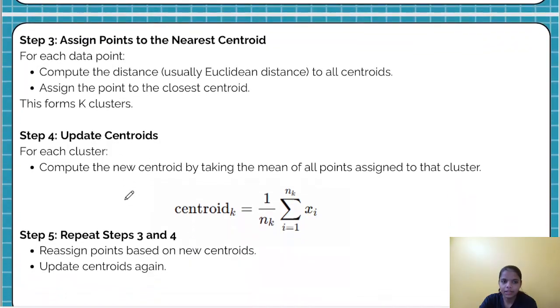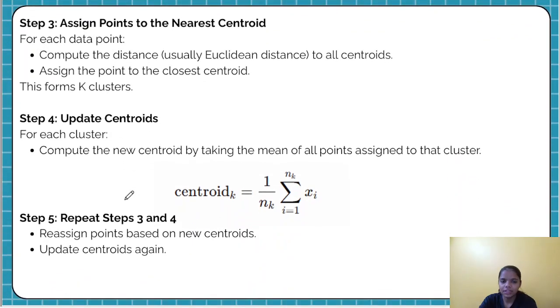In step number 3, we assign points to the nearest centroid. For each data point, we compute the distance. Generally, we calculate the distance with the help of the Euclidean distance formula. Next, we assign the point to the closest centroid, and this forms the K clusters.